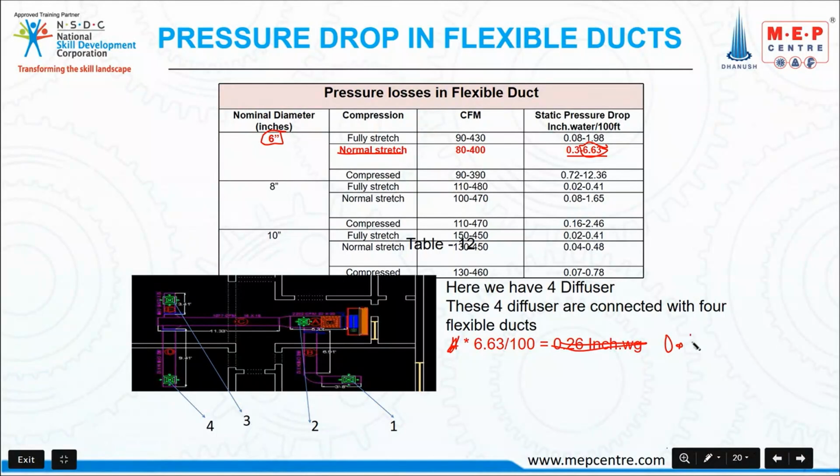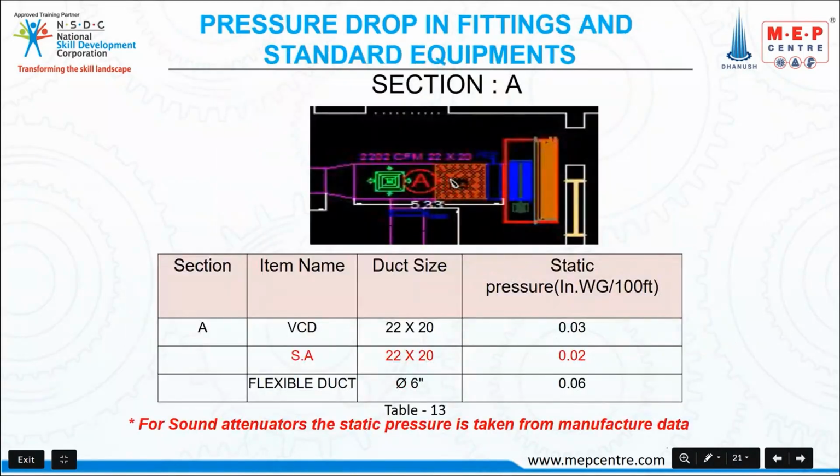6.63 divided by 100 is 0.06. Now, in section A, what is there? There is a VCD, and the VCD value we got earlier is 0.03. And the sound attenuator, sir. Sound attenuator is nothing but acoustic insulation. Depending on the project, it is taken.